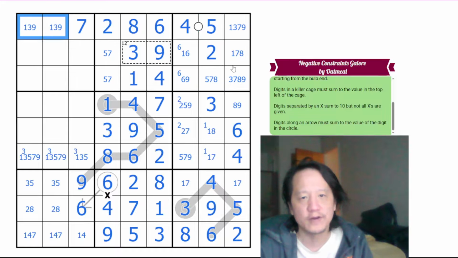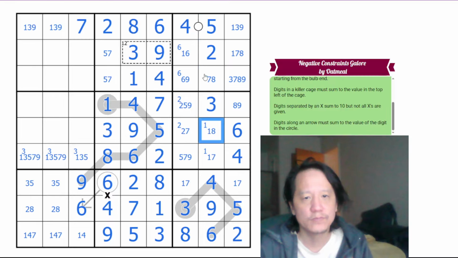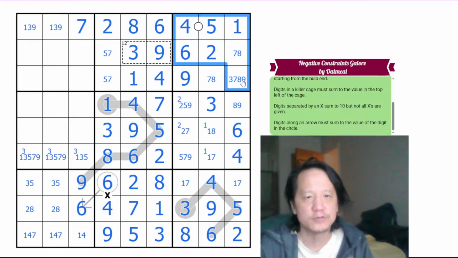This can't be 5 or 7. No 7 here. No 5 here. 2 cannot be adjacent to 1 because they're consecutive. So this is 6. This is 9. This is not 1, so this has to be 1 here. There's no other place for it in this right central box. So that eliminates 1 here.